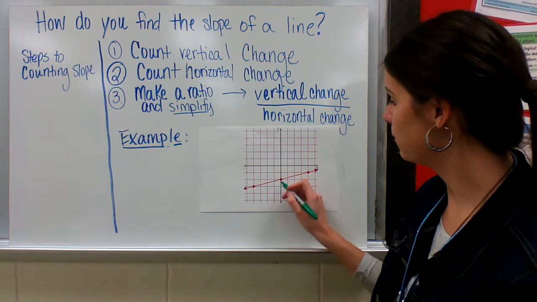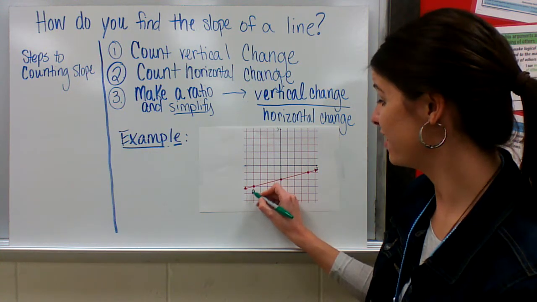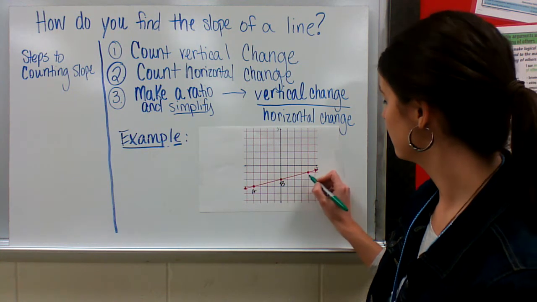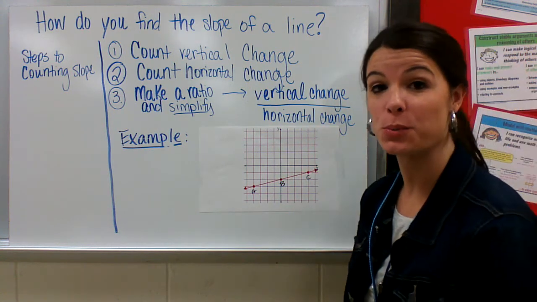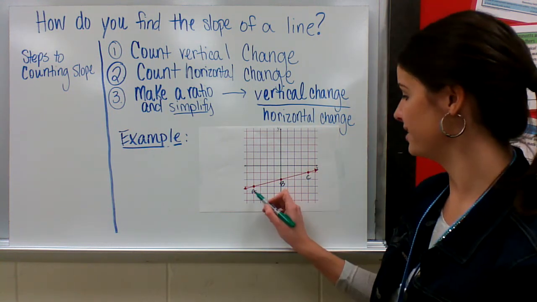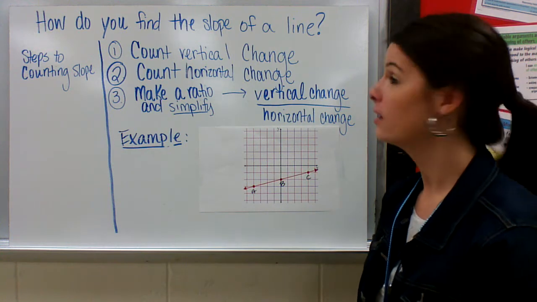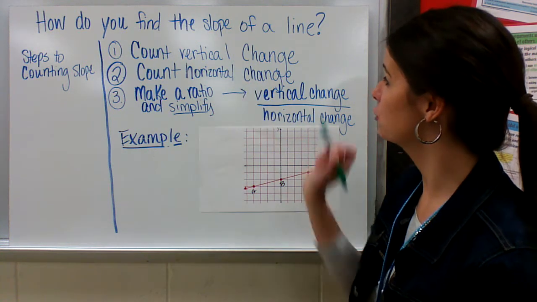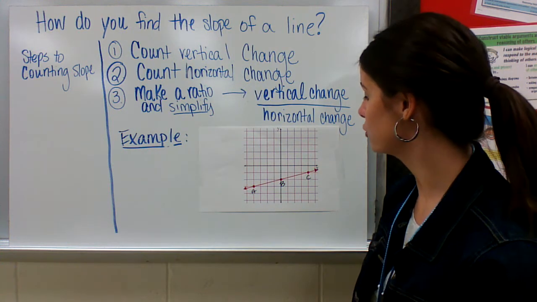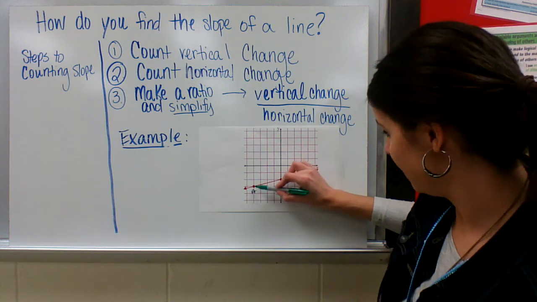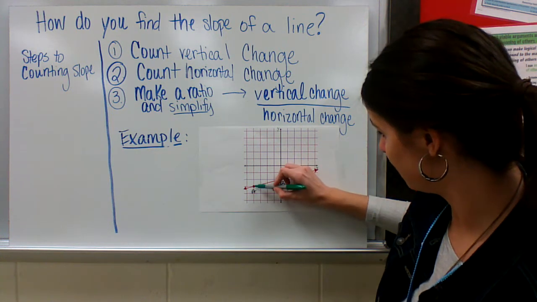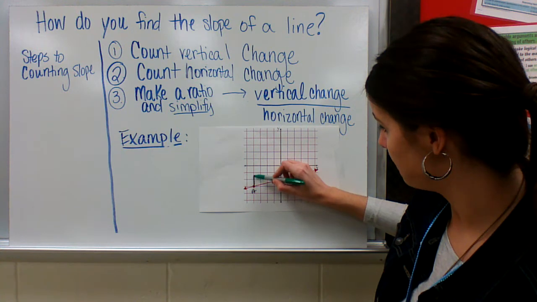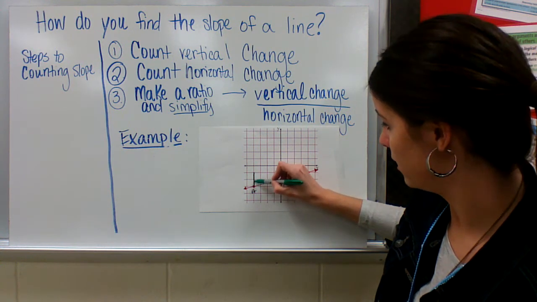Okay, we have 3 points here. And to find the slope of a line, you only need 2 points. So I'm going to pick points A and C. Okay, and I'm going to use my steps. First, I'm going to count the vertical change. Well, to get even from point A to point C, I'm going to go up 2 units. 1, 2.